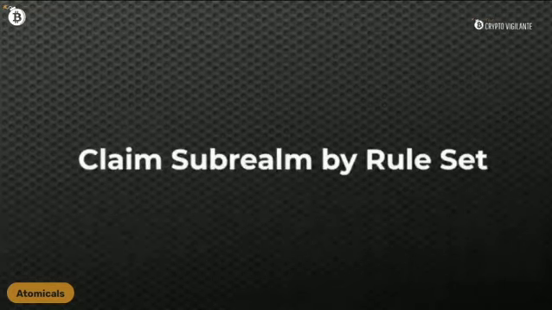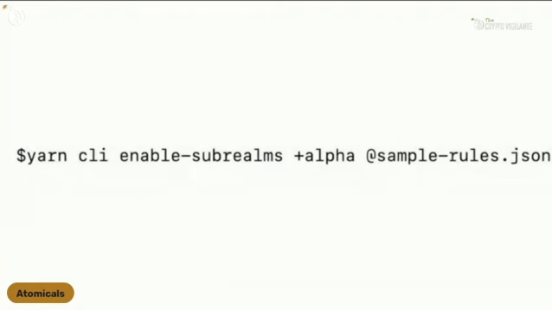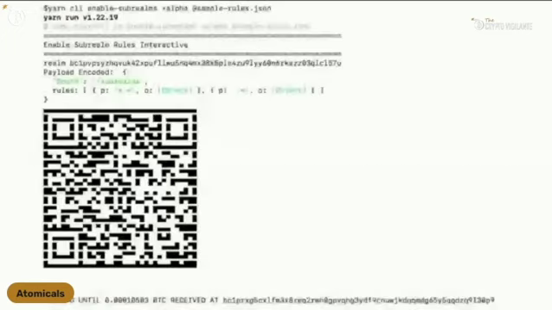That's called claim subrealm by rule set. And all we got to do first is we do CLI enable subrealms for alpha. We attach the sample rules.json, which is just a file that says for this regex pattern, this is the price, these are the outputs you must pay. Once that's enabled, after a few confirmations, here we go, here's a screenshot. You could see we're basically just using the dynamic data properties of Atomicals. So we can attach data into the subrealm's namespace under a rules variable.